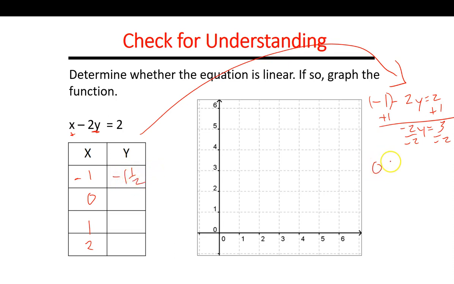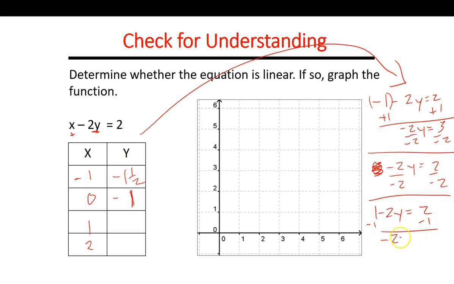Now when x is 0, 0 minus 2y equals 2. I can just divide this by -2 because x is just 0. When I divide that by -2, y is -1. Then I can do the next one, which is x is 1, 1 minus 2y equals 2. This time I'm going to subtract 1 from both sides to get y all by itself and solve for y. So now y is equal to -1/2.